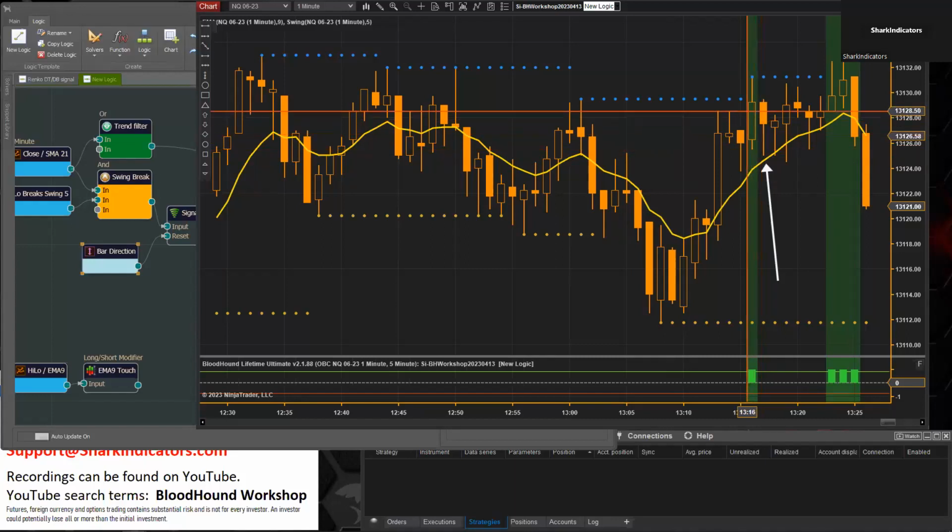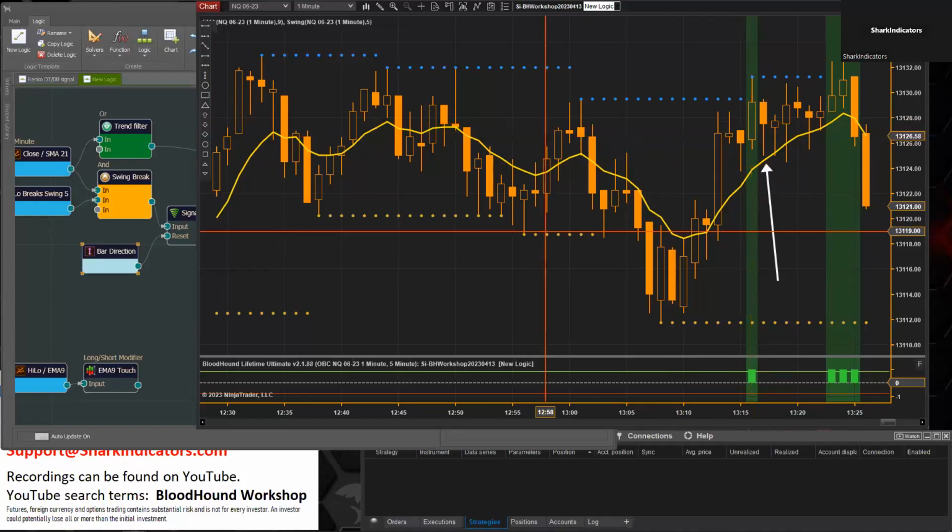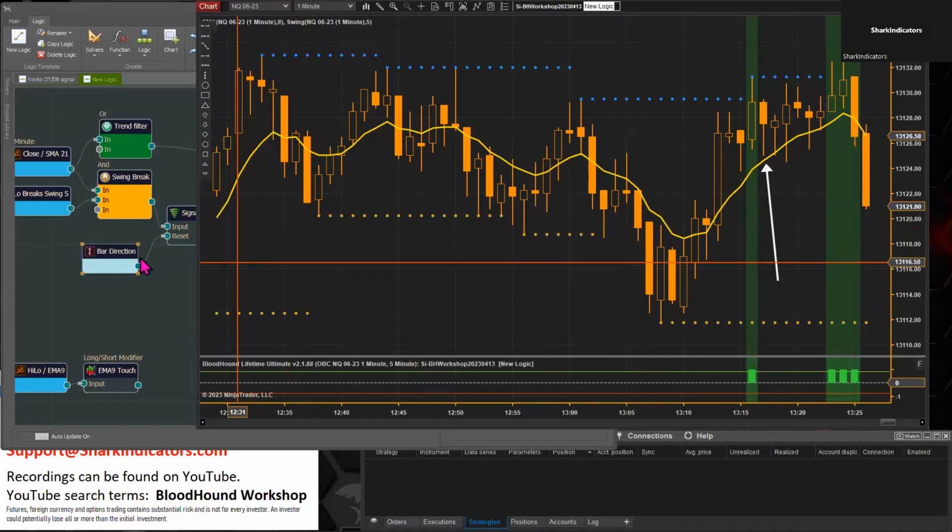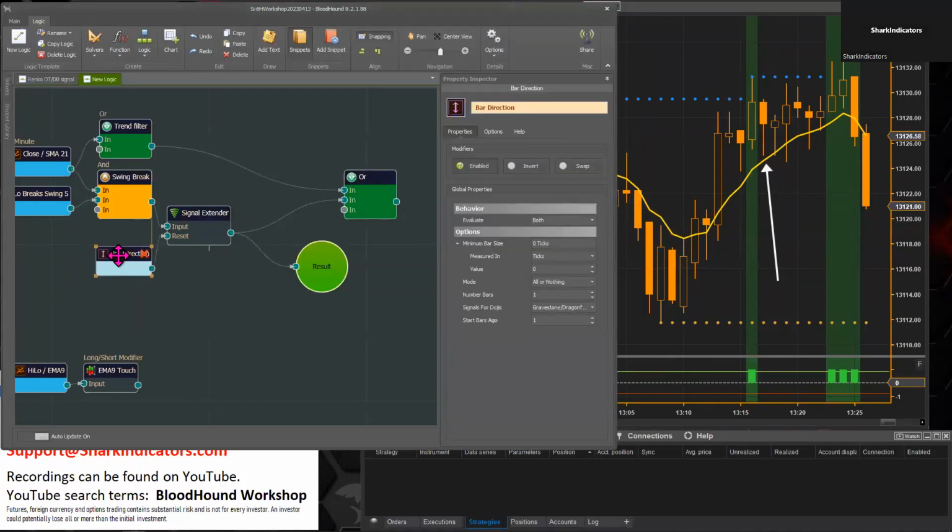But what's happening here is this down bar, right? This short output was shifted forward onto this bar, and then this prior down bar actually killed the signal extender too soon. So yeah, we need to make sure that our resets can only reset after we get a price break. So let's see here.